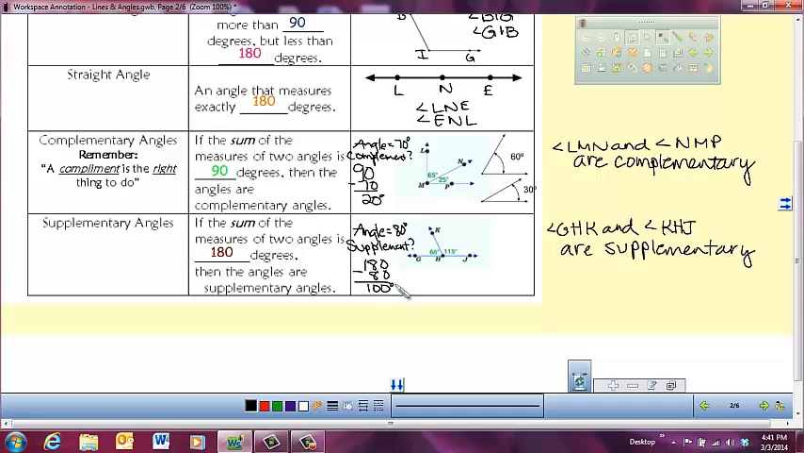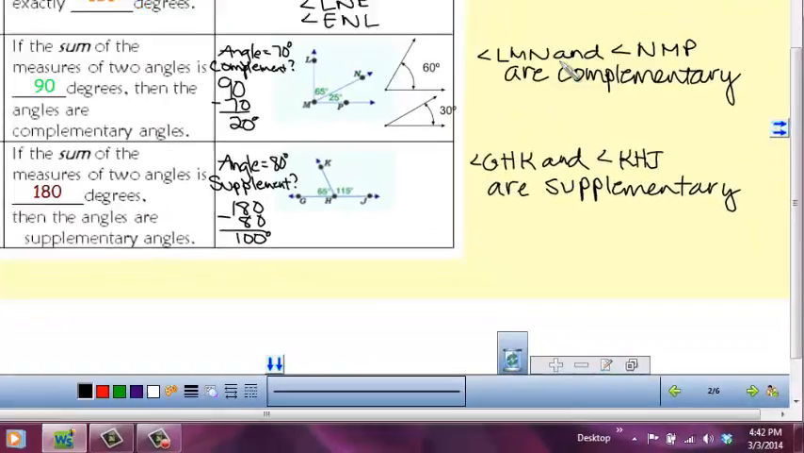You can stop here in the notes packet. The second page we're going to go over in class tomorrow, and that's leading into a little bit more with lines and angle relationships. So this was just a quick review of some geometric figures and angles that you've learned in previous years. And make sure you have your mixed review done and entered into Schoology for tomorrow.